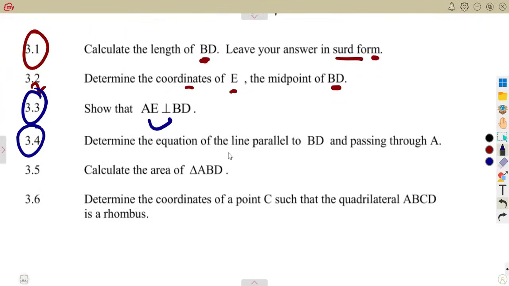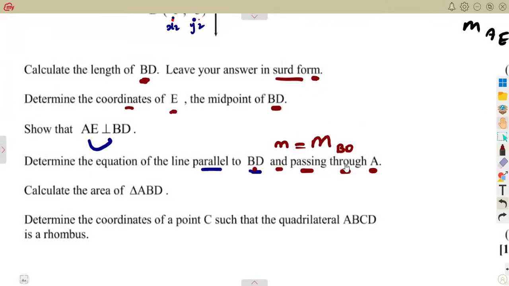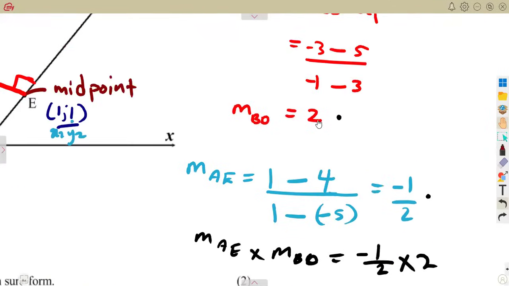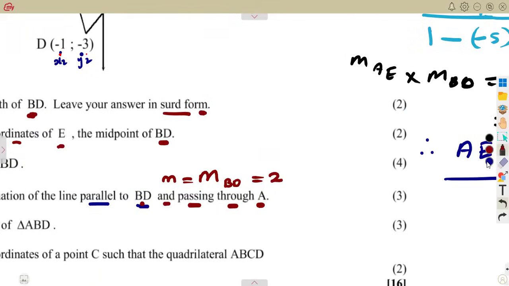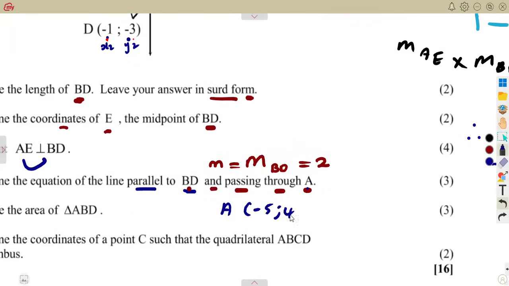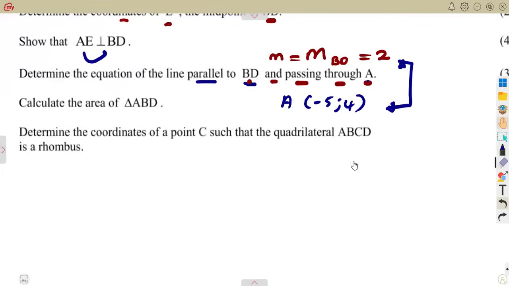So 3.4, determine the equation of the line parallel to BD. So this line that is parallel to BD, it means its gradient must be equal to the gradient of what? Of BD. Parallel lines, the gradient of the first line is equal to the gradient of the second line. It is passing through A. So the first thing, what is the gradient of BD? Because we calculated this, the gradient of BD, if you still remember here, BD is 2. And this is passing through the point A, where we are given our point A from our diagram. A is -5, 4. So we can determine the equation with the gradient and the point. It is enough for us to determine the equation. That's 3 marks for that.